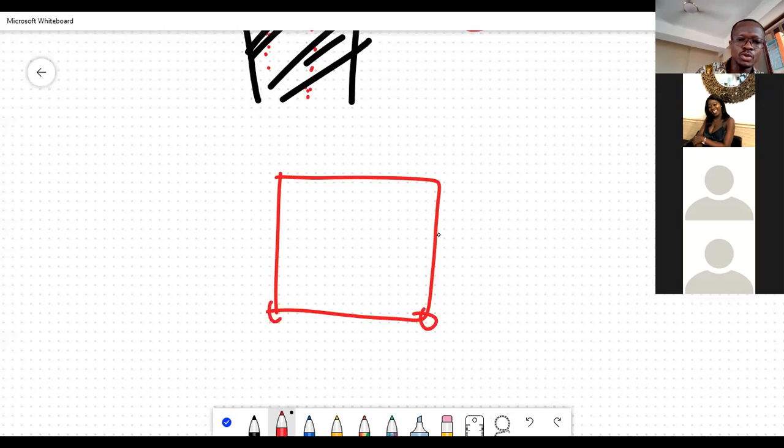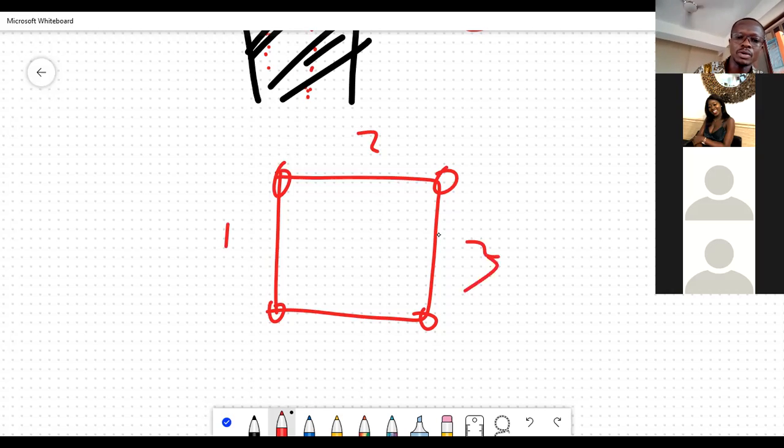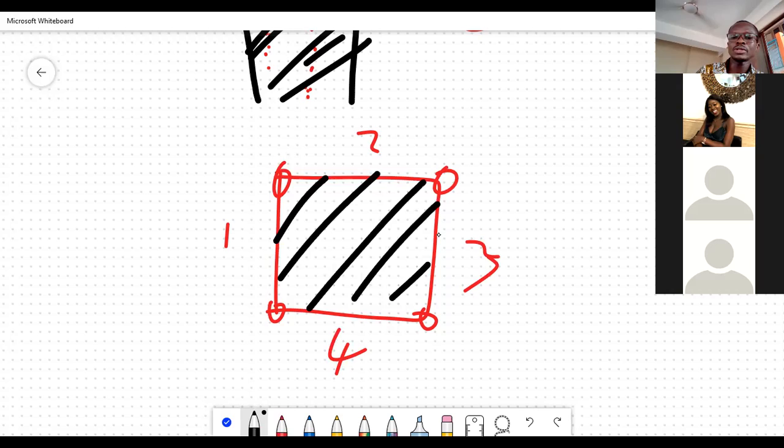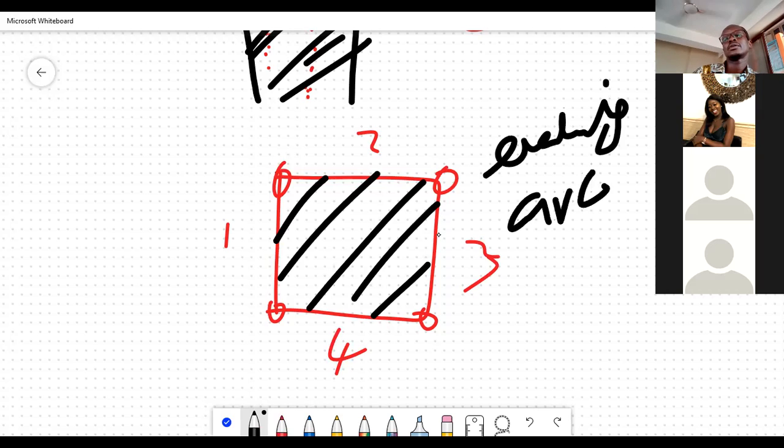So in that case, we have something like this. These are the nodes, because these are arcs: arc 1, arc 2, arc 3, arc 4. Now we can measure this area. Enclosing arcs can have a measurable area. Is that okay? All right.